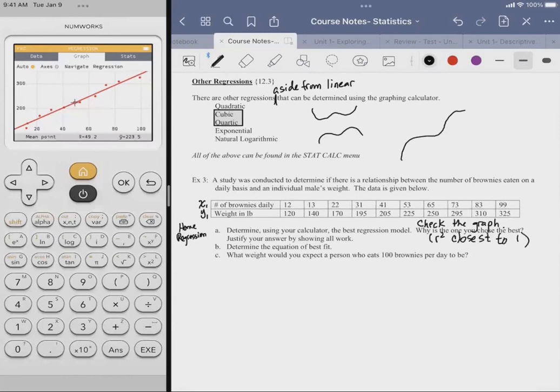All right. So now it's time to get into the computation. Right up on the screen at the top says data, graph, stats. Right below that, it says auto, axes, navigate, and regression. We want to go to the one that says regression. My suspicion is that it's going to be either linear or quartic, but you might want to test as many things as you can. So you go to regression.